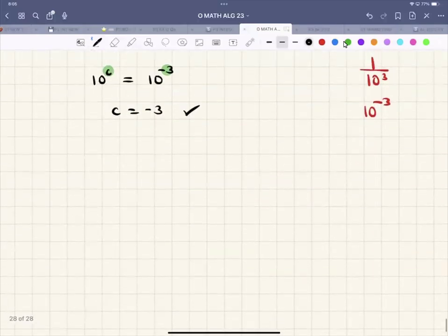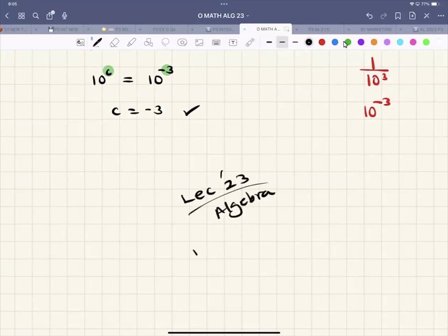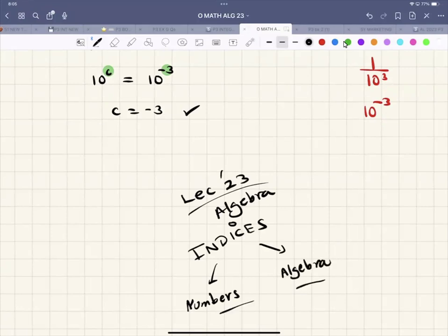So that is a wholesome lecture, which is lecture number 23 of algebra. So now we have understood the concept of indices thoroughly. Whether it's indices related with numbers, whether it's indices related with algebra. So this thing is done and dusted.